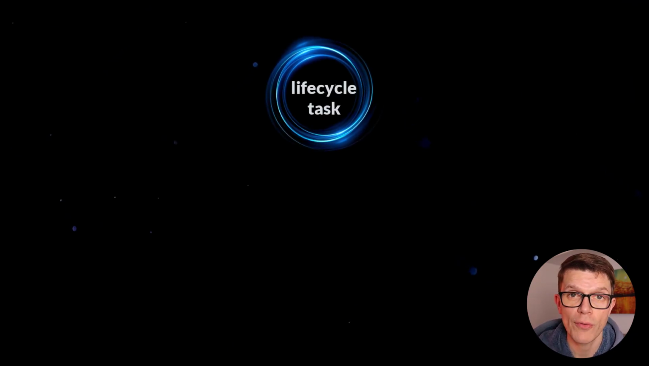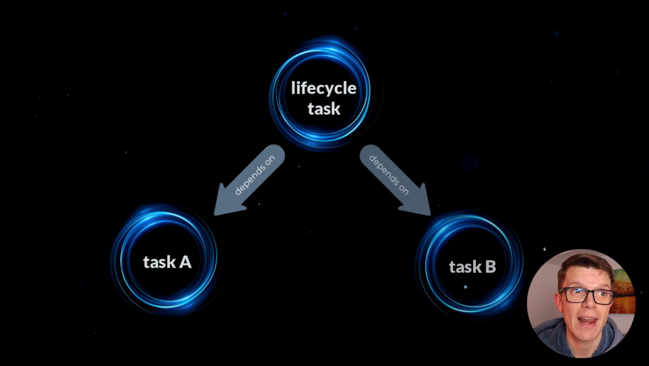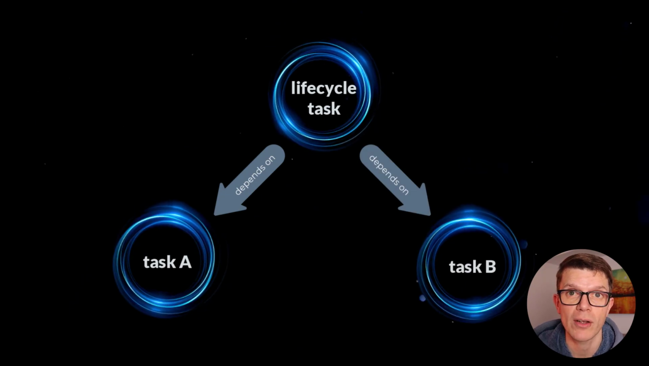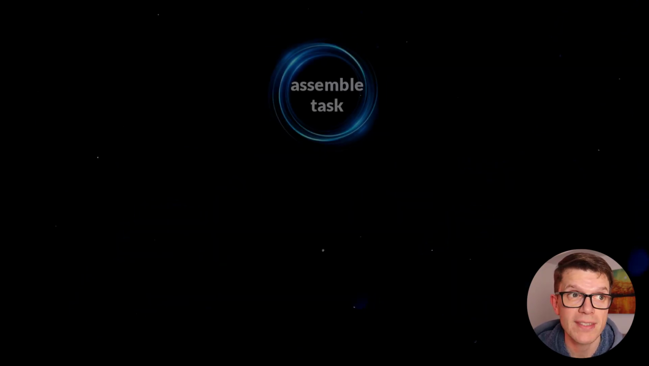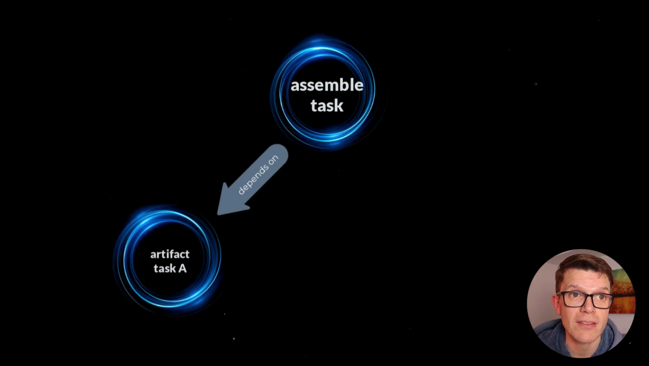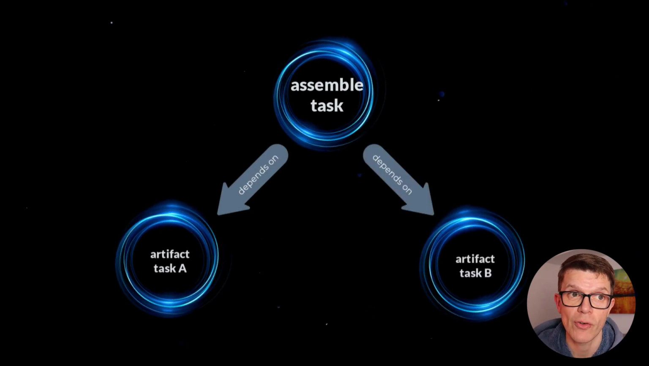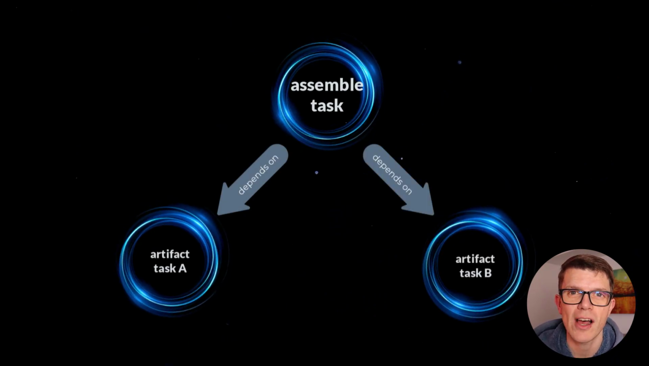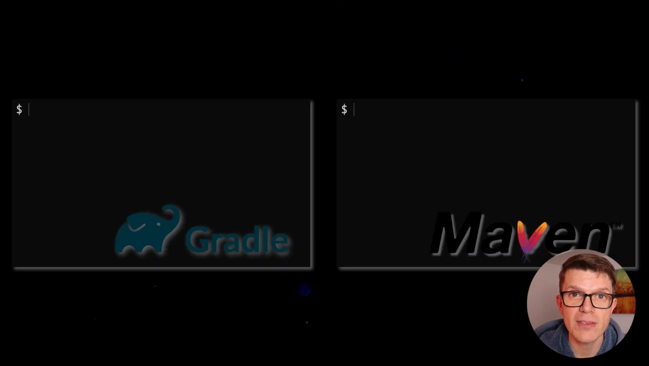Lifecycle tasks often combine other tasks and are useful to run in your development workflow. The purpose of assemble is to combine all tasks which produce a distribution or artifact into a single task. For Maven users out there, assemble is similar to Maven package.